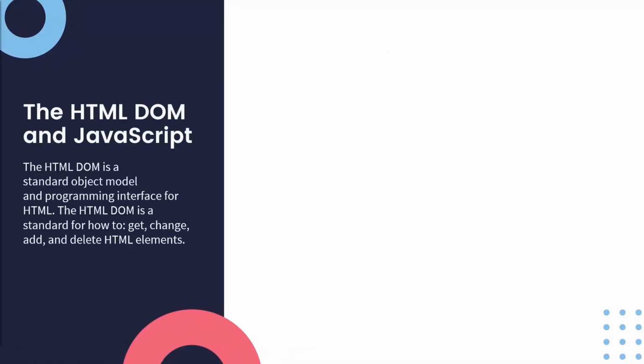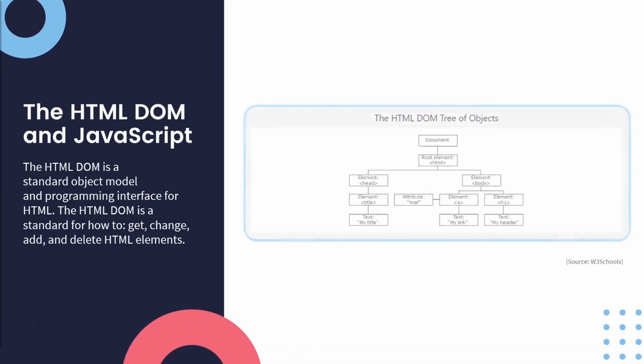Now I do think it's time that we revisit the HTML DOM as well as JavaScript. And essentially when it comes to the HTML DOM, it's just this standard object model and programming interface for HTML, which means there are various elements and attributes and all of these things that we can manipulate using JavaScript in the DOM. Okay, so the HTML DOM is a standard for how to get elements, how to change those elements, how to add, delete, or even update certain parts of an element. And we do this by accessing the DOM so that we can trigger some sort of attribute or manipulate some properties.